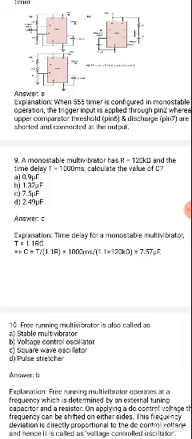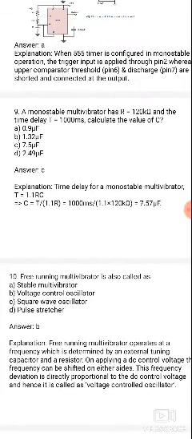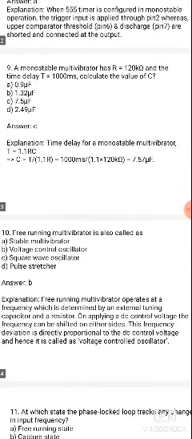The resistor value is given as 120 kilo ohms and the time delay T is 1000 milliseconds. Calculate C. A is 0.9 microfarads, B is 1.32 microfarads, C is 7.5 microfarads, and D is 2.49 microfarads. The answer is C. How do we choose it? The time delay of the monostable multivibrator is T equals 1.1 into RC, so C equals T by 1.1 R.